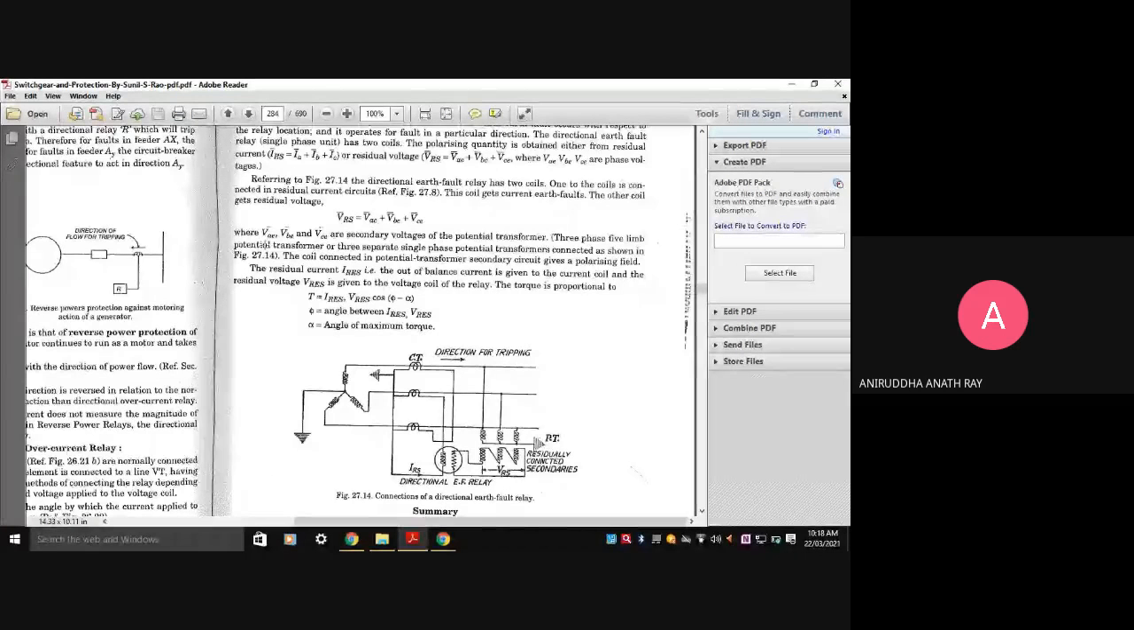VAE, VBE, VCE are the secondary voltages of potential transformers. Again, the three-phase five-limb potential transformers are there. Three-phase five-limb potential transformers, or three separate single-phase PTs, are connected as shown in figure 27.14.